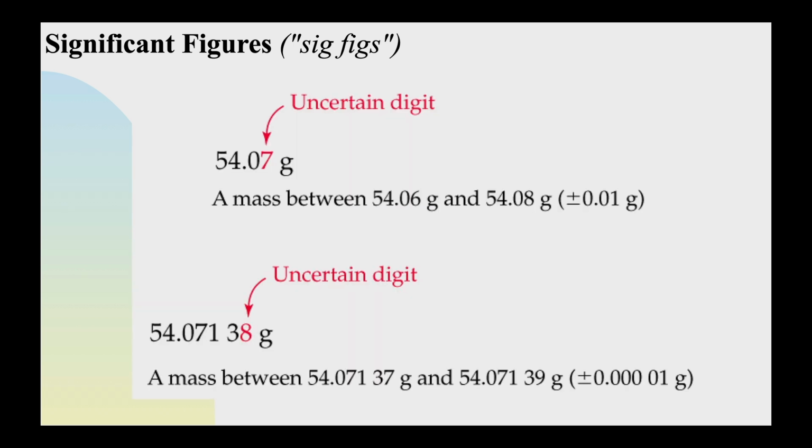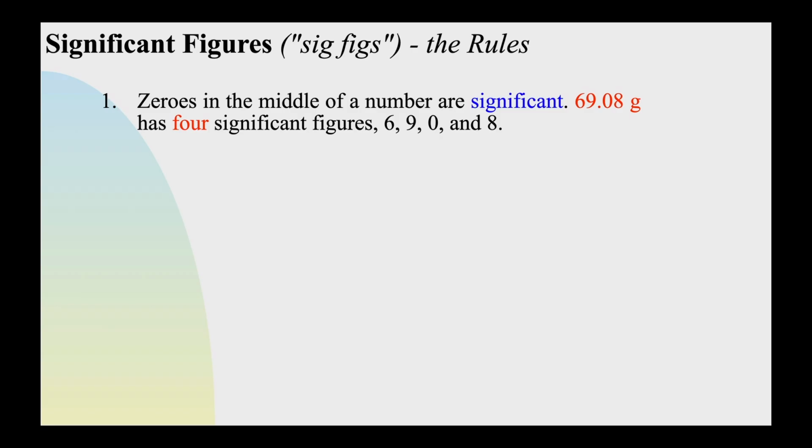Here are some more examples. 54.07 would have 4 sig figs, and that 7, again, is the doubtful digit. So it would be like 54.06 to 54.08, something like that. Here's another number. This number has a lot more sig figs. 1, 2, 3, 4, 5, 6, 7 significant figures. But again, that 8 is the doubtful digit. So you can see the level of precision goes out quite a bit farther in this measurement than it did in the earlier one. So we say arguably the second one was more accurate to a small level, something like that.